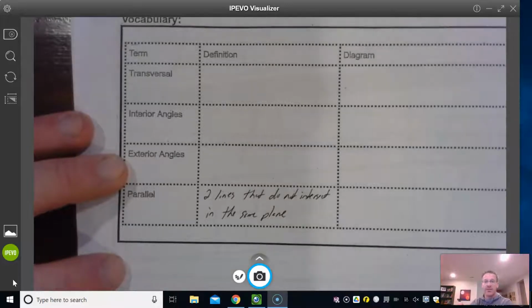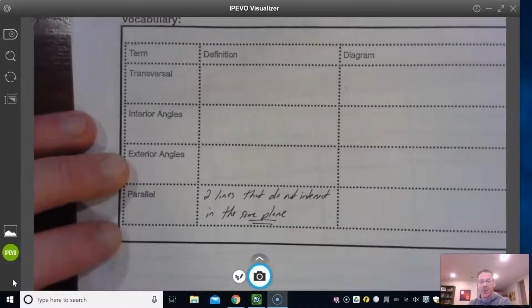So if we go back to the definition of skew, we said those would be two lines that do not intersect, but they're in different planes. So it's very, very important that when we talk parallel, we understand they're in the same plane.